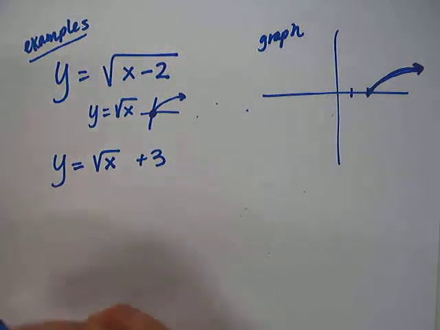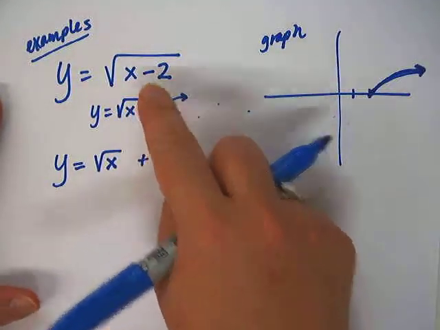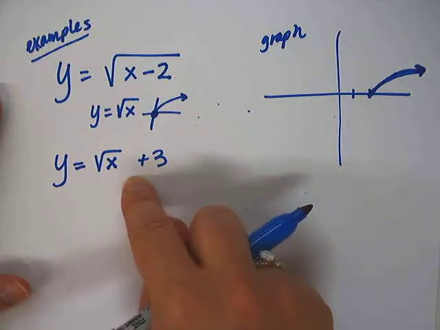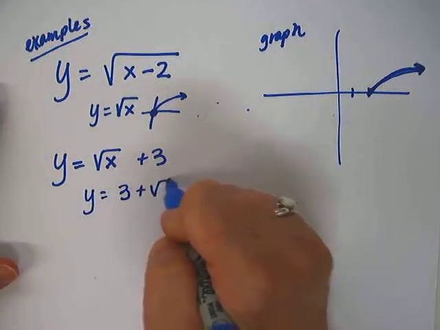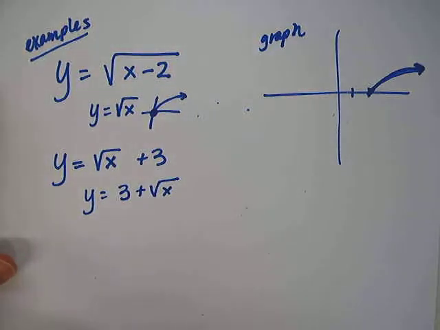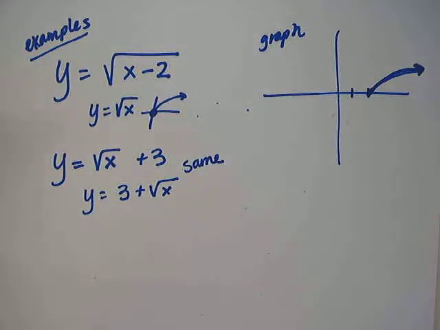But let's look at a different problem. What if we do the square root of x plus 3? How are these different other than one's a 2 and one's a 3? What else is different? This was inside the square root. It's the horizontal shift. This one is outside of the square root, so it's a vertical shift. What if I had written it like this instead? Does that mean the same thing? Yes, it still means the same thing.